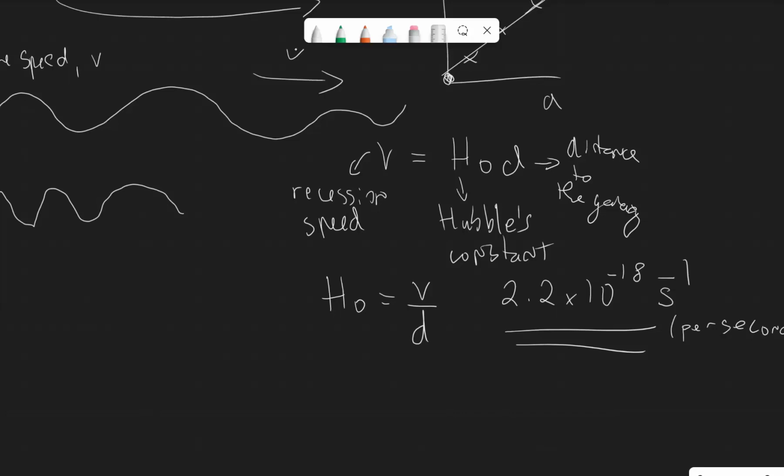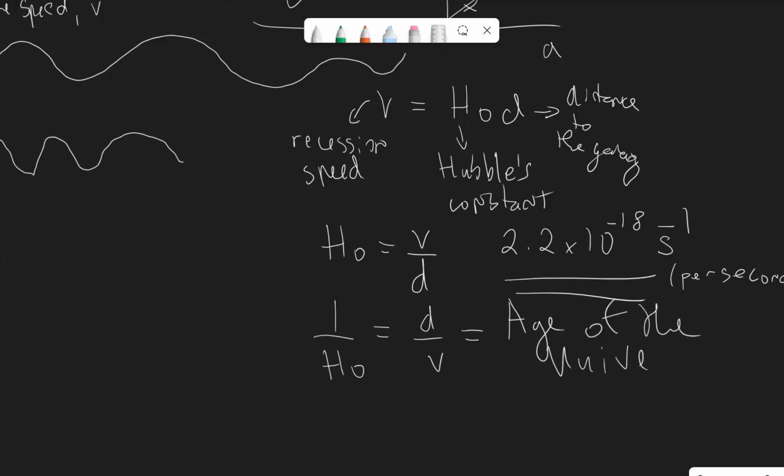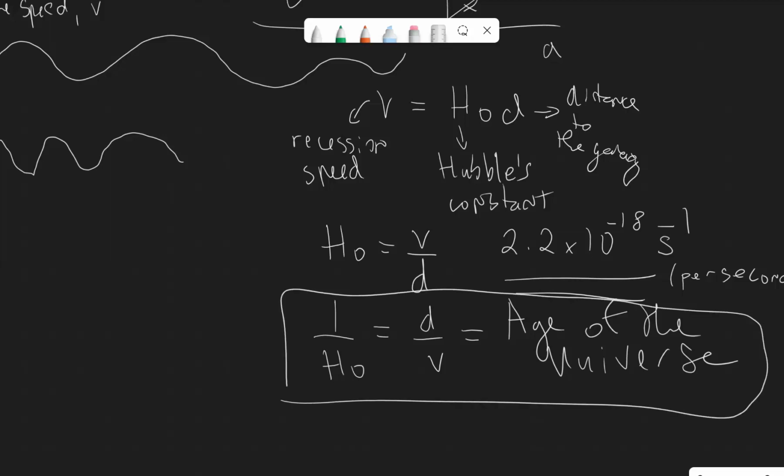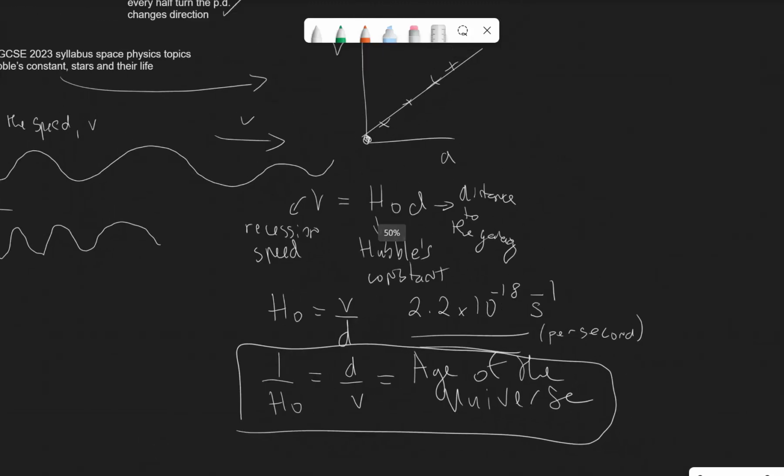Now, because it's 1/second, we can actually flip both sides of the equation. So we can do 1/H0, and this will mean if we flip the left-hand side, we also have to flip the right-hand side. So this will give us D/V, and this is actually an estimate for the age of the universe. If you're interested in more about that, check out my cosmology video on my A-level physics channel, Z Physics, in which I go into this in a lot more depth.